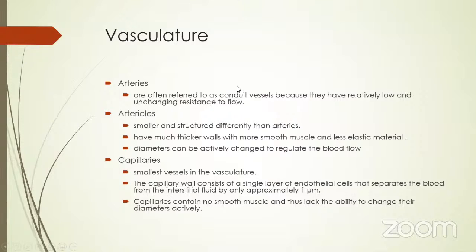Arteries are often referred to as conduit vessels because they have relatively low and unchanging resistance to flow. Arterioles are smaller and structured differently than arteries. They have a much thicker wall with more smooth muscle and less elastic material. The diameter of arterioles can be changed by autonomic regulation, and thus regulate the blood flow.